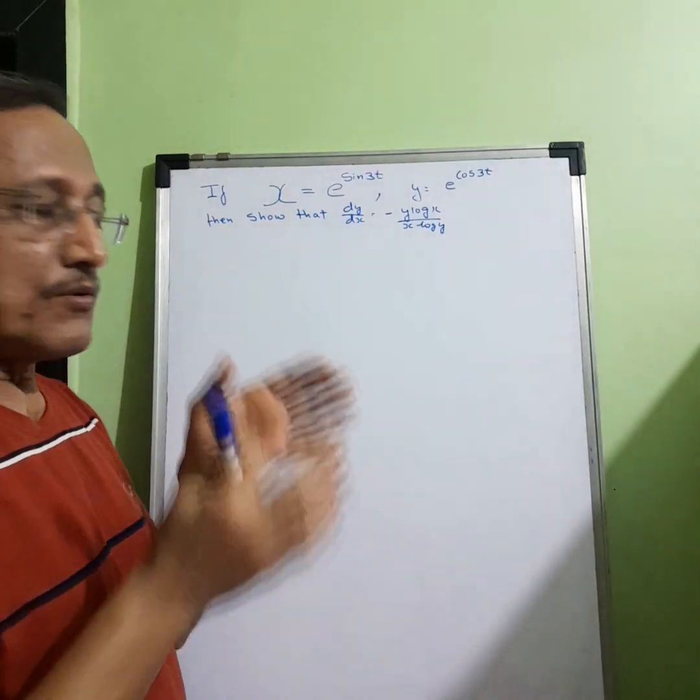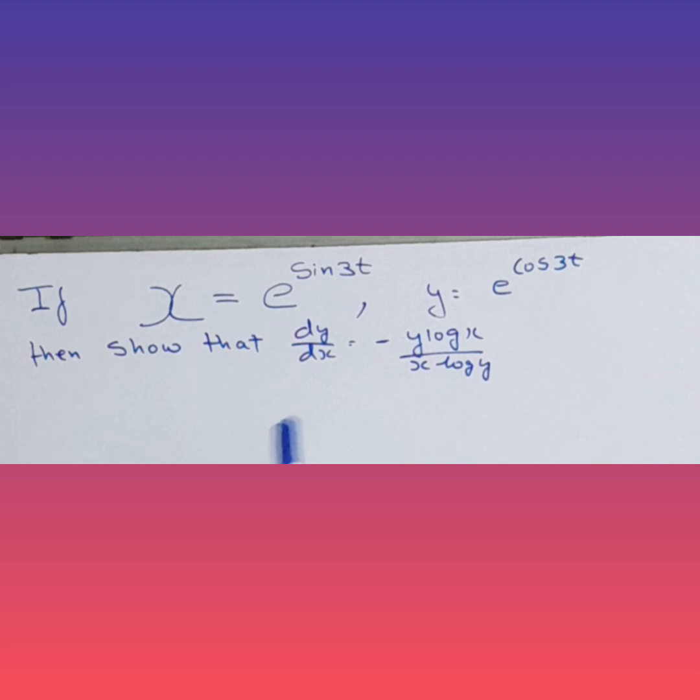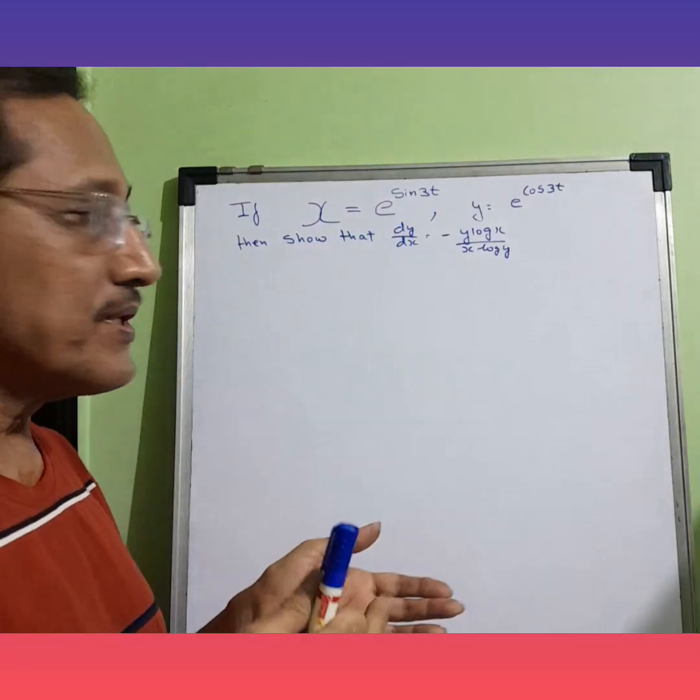Okay guys, let's try out this numerical which says if x is equal to e raised to sine 3t and y is equal to e raised to cos 3t, then show that dy by dx is equal to minus y log x upon x log y. Let's get into the numerical.